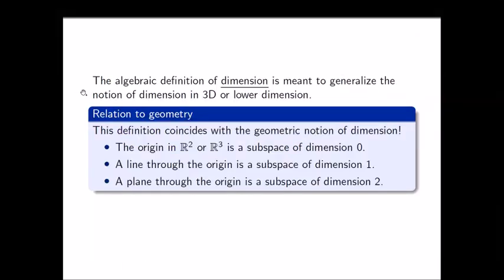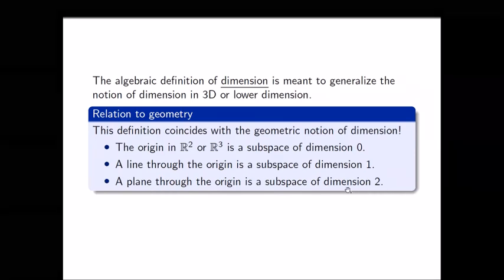So the last thing I want to mention before ending this episode is that this algebraic definition of dimension, depending on the number of vectors in a basis, actually coincides with the geometric notion of dimension as well. So the origin, that is, the set containing the zero vector in R2 or R3 or any other Rn, is always a subspace of dimension 0. A line through the origin is always a subspace of dimension 1, and a plane through the origin is a subspace of dimension 2.